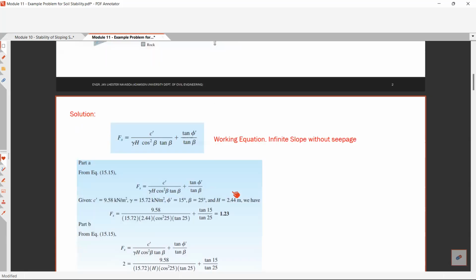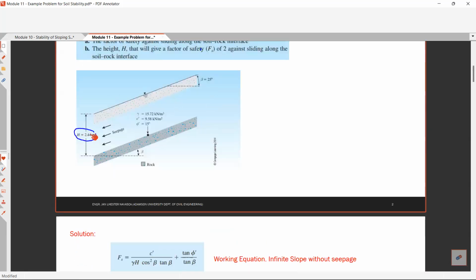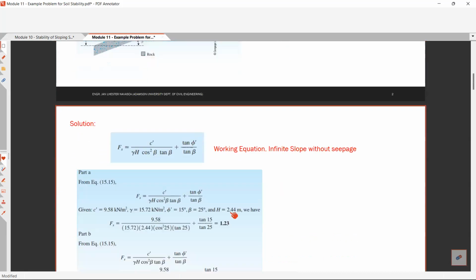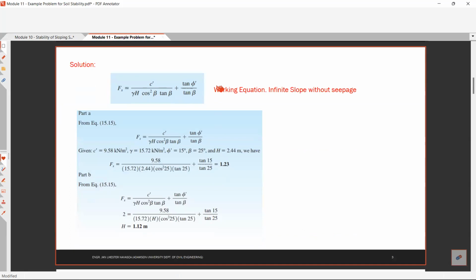Meaning, failure will not occur yet with a height equal to 2.44 meters. You still have a factor of safety of 1.23. Next, part B of the problem is, what is the height H that will cause a factor of safety of 2.0?